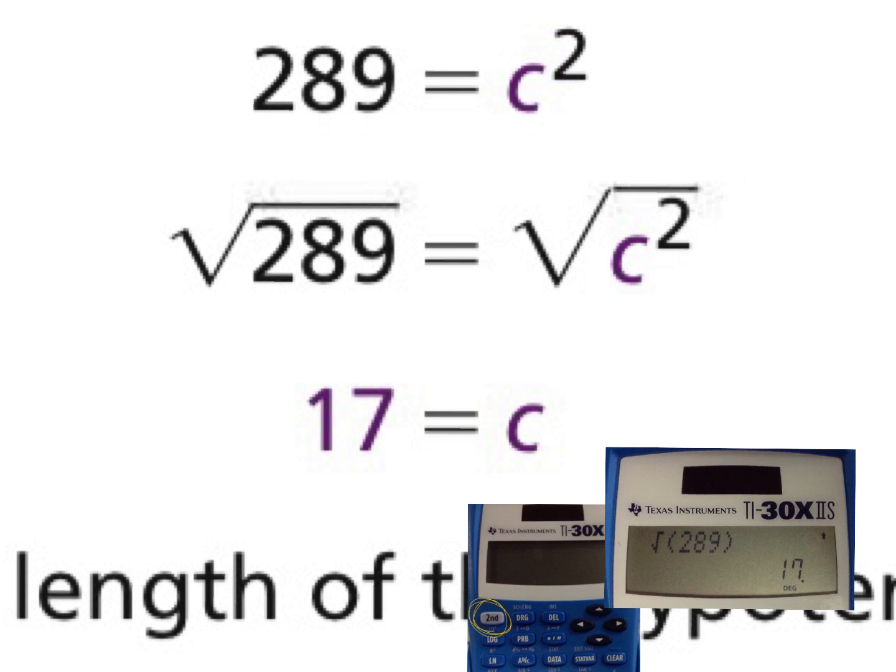So we take the square root of c squared. We also take the square root of 289. When you take the square root of c squared, the square root and the squared cancel out. And that's how we've just got a c here.